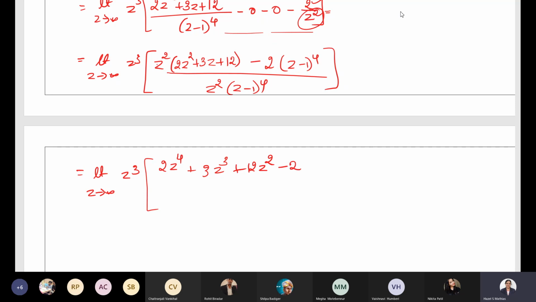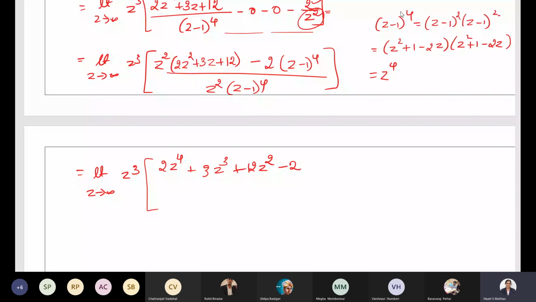z minus 1 power 4? How do you calculate z minus 1 power 4? You can find it as z minus 1 whole square into z minus 1 whole square. Let's multiply this. z square plus 1 minus 2z, z square plus 1 minus 2z. So what do we get here? z square into z square is z power 4. Then what is the next term? We'll get z cube minus 2z cube plus z square plus 1 minus 2z. Multiply and check it. Minus 2z cube minus 2z plus 4z square.